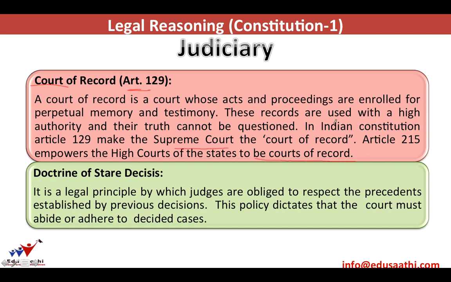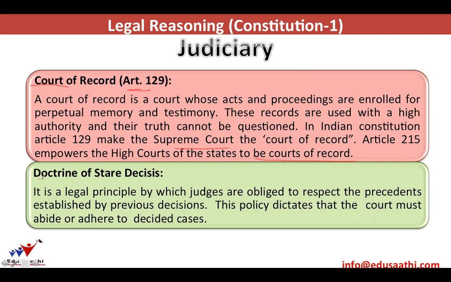So it says all the acts and proceedings and cases are recorded by certain authorities. For example, All India Reporter and Supreme Court Cases. All these records are basically under Article 129, wherein the Supreme Court has been declared to be the court of record, and all the cases of the Supreme Court are recorded in them. Article 215, on the other hand, provides the powers to high courts to be the court of record. So their procedures and acts would also be recorded under Article 215.